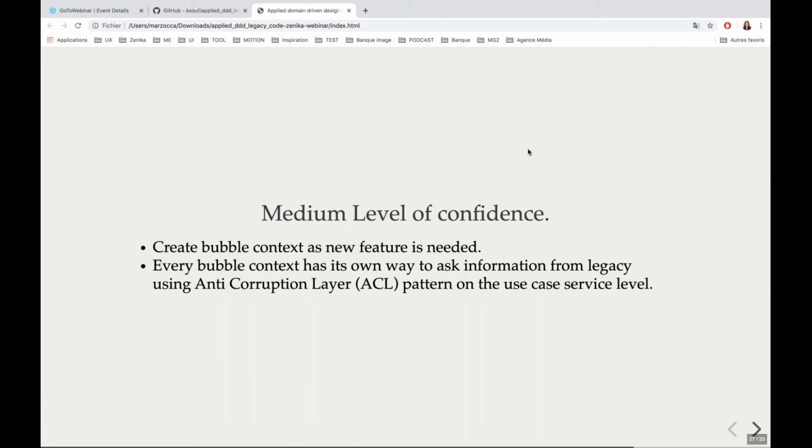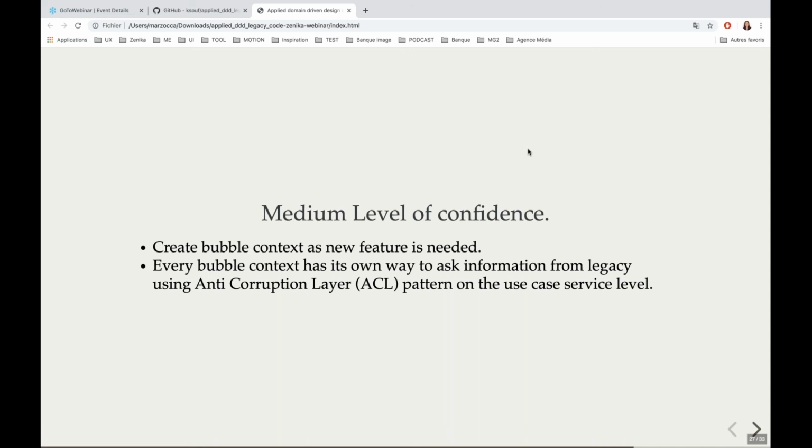When you have a medium level of confidence, it's the same. Every time you have a bubble context, you create a new feature when it is needed. But the difference is that every bubble context has its own way to ask for information from the legacy system. So we use what we call an anti-corruption layer. We call only the thing that we need, but we call it as a whole. So we call the use case service.